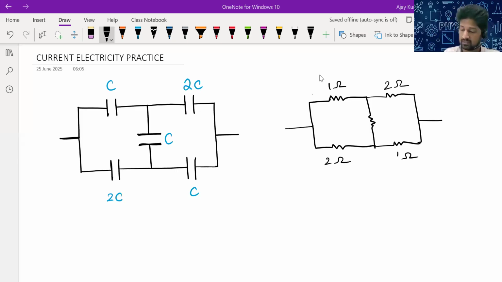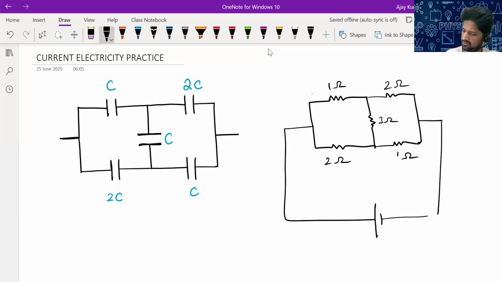We assume that the network is connected to a cell. You can take a cell of any EMF. You can even take a cell of some unknown EMF V, no problem. Or take it to be of some known EMF, 10 volts, and apply KCL, KVL, find out the net current in this circuit. Then effective voltage divided by net current gives us the effective resistance. If it's an unbalanced Wheatstone bridge, that's how we deal with it.